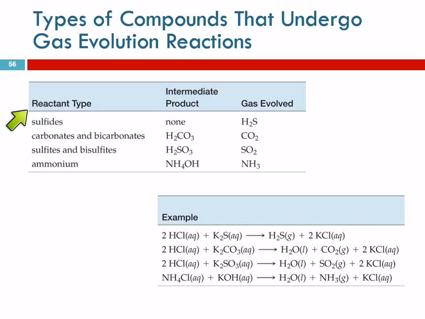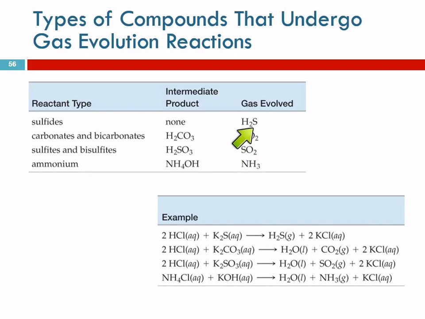So reactions in which you have sulfides, if you get H2S, that's going to be a gas, just because I said so, basically. If you've got carbonates or bicarbonates reacting and you end up with H2CO3 as an intermediate product, we need to remember that that decomposes to carbon dioxide. If you've got sulfites or bisulfites, it's the same as hydrogen sulfite, and it ends up forming H2SO3. We need to remember that that decomposes and it forms SO2.